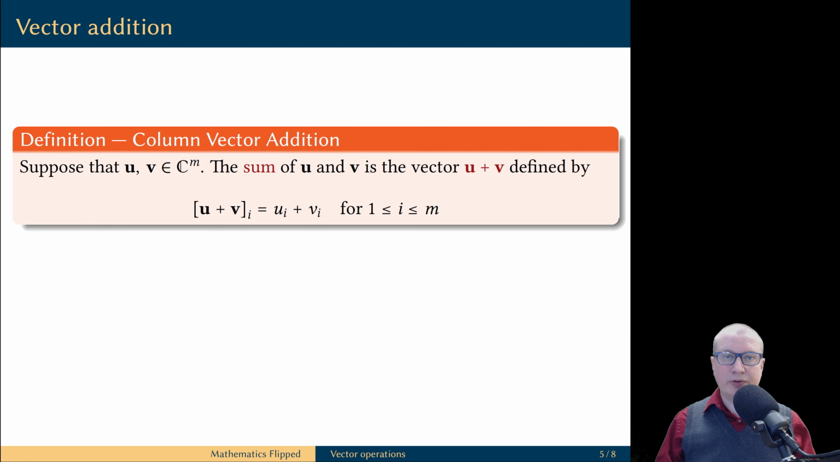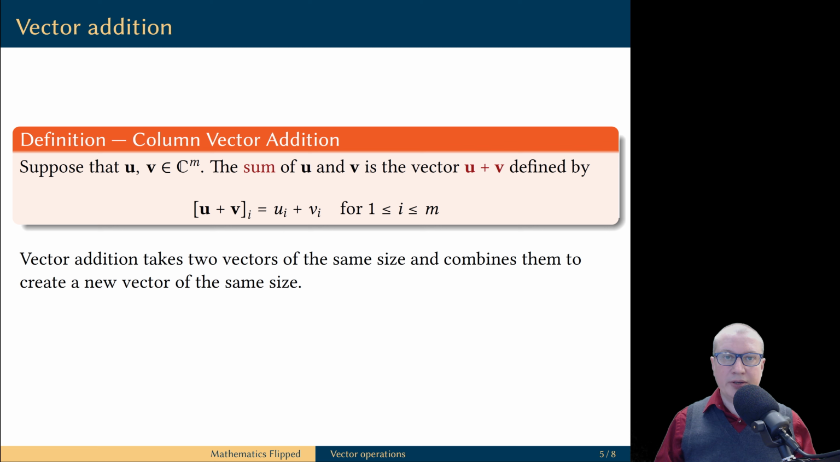Let's define the operation of column vector addition. Suppose we have two vectors u and v of the same size. Then the sum of the vectors u and v is defined as a new vector denoted by u plus v, which has the following property. Component number i of this new vector is component i of the vector u plus component i of the vector v. In other words, we add two vectors component-wise.